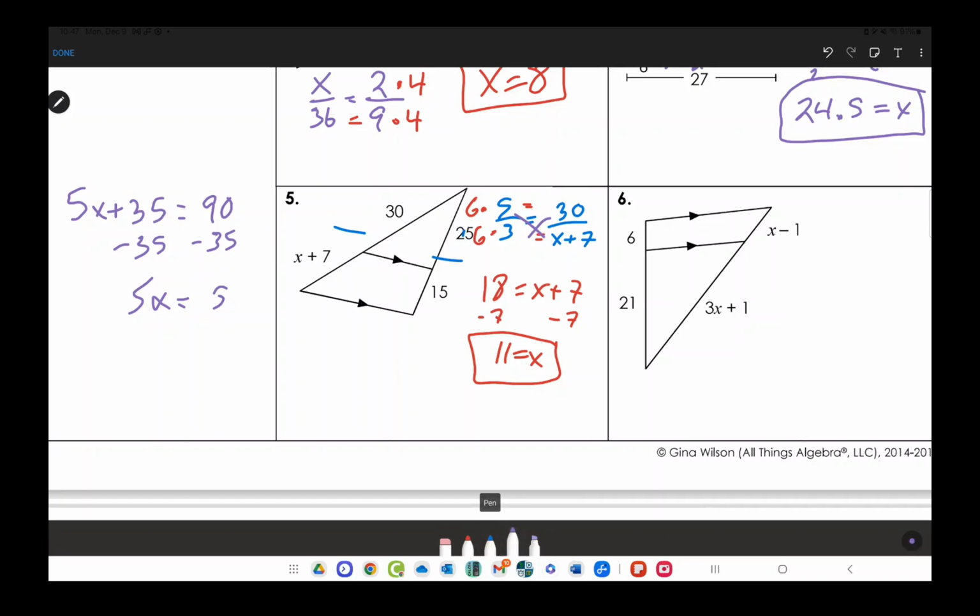With numbers. All right, which means x is 11. So you would still get 11. If you want to cross multiply, go ahead and cross multiply. If you want to use the shortcut, use the shortcut. All right, it's fine.